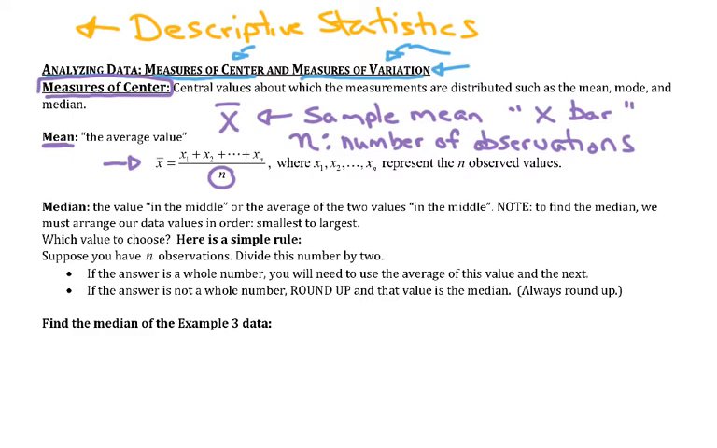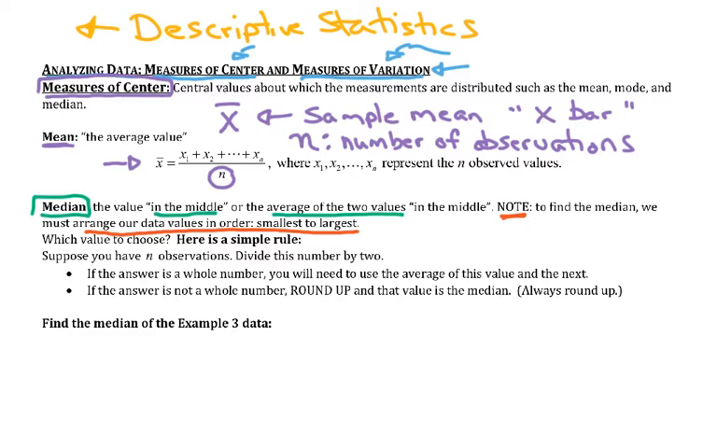The median might be new to you, and we talked about it at the end of the last lecture. It's the value in the middle, or if you don't have one exact value in the middle, you average the two values in the middle. So it's very important that you arrange your data in order. Smallest to largest is typical, but you have to order your data before you can find the median.